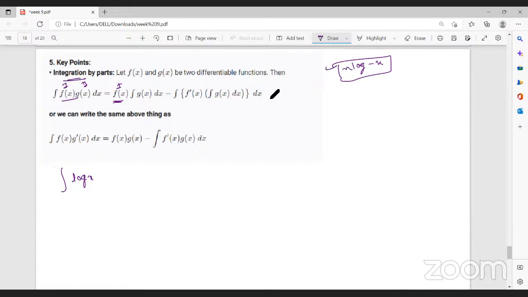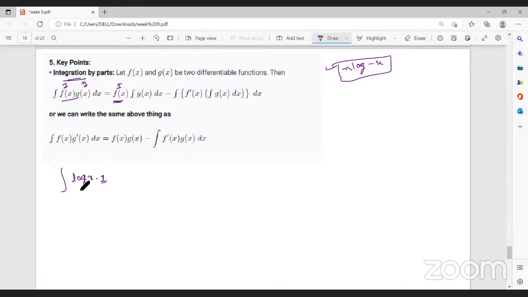So in log x, only one function is there. Which one is the second function? We take log x into 1. Log x is u and 1 is v. In mathematics, where there is nothing, there is 1, okay? So I can write 1 as x to the power 0 also, right? Now which one do I take as the first function?